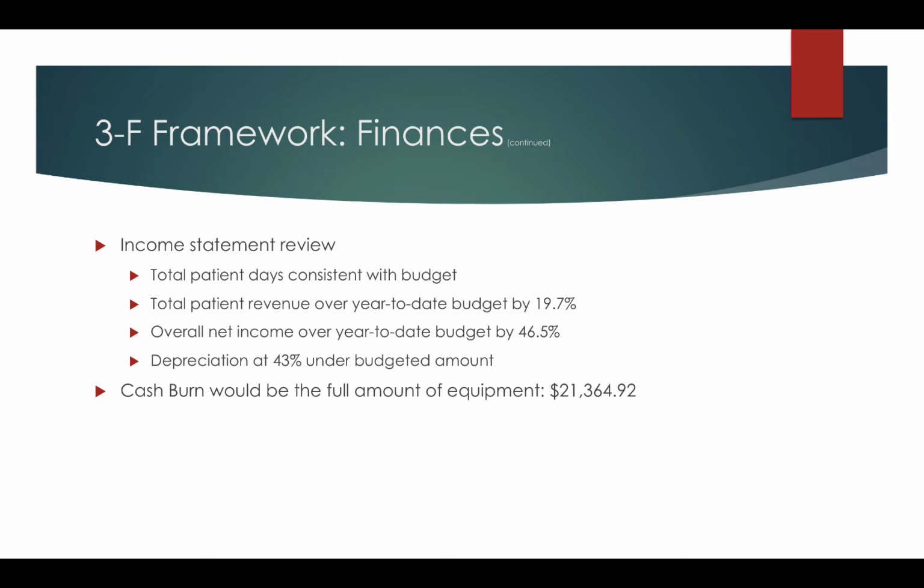Depreciation is currently at 43% below the year-to-date budgeted amount. There's an opportunity for a tax savings through the depreciation of this equipment. There's no income that would be specifically generated from this equipment, so the cash burn would be the full amount of the equipment, which is $21,364.92.